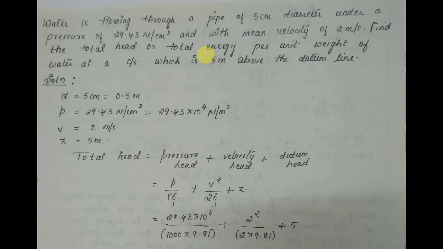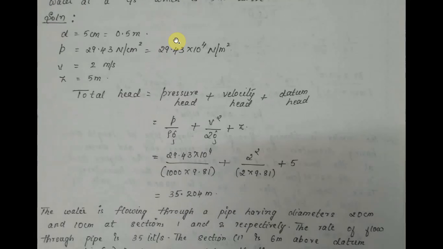We know the total head is equal to pressure head plus velocity head plus datum head. So pressure head is given by P divided by rho into g.